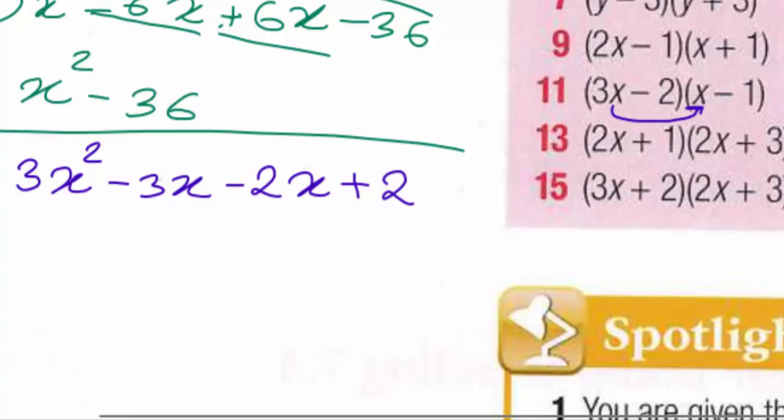Let's simplify. 3x squared has no partner, so it stays. Negative 3x with negative 2x are like terms. Let's add them. They are both negative, that's why we add them with the same sign. Negative 5x plus 2. Done.